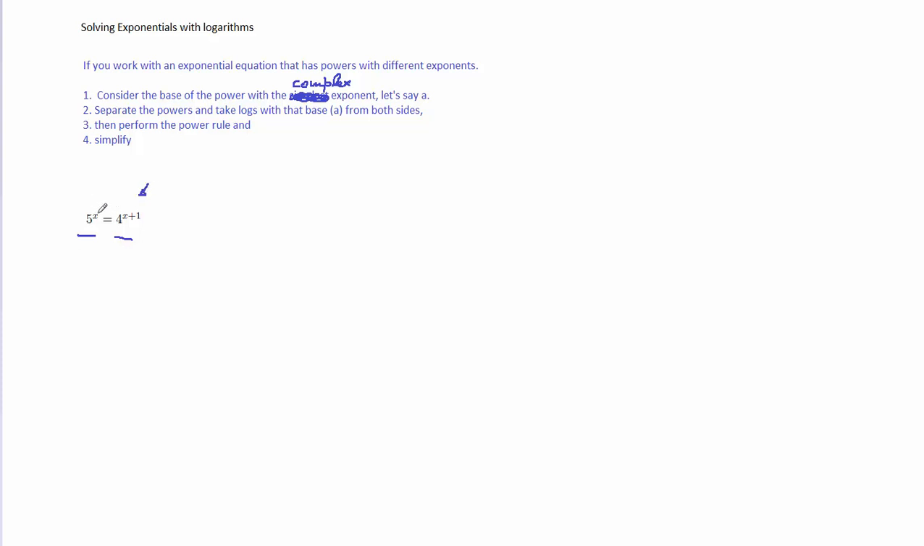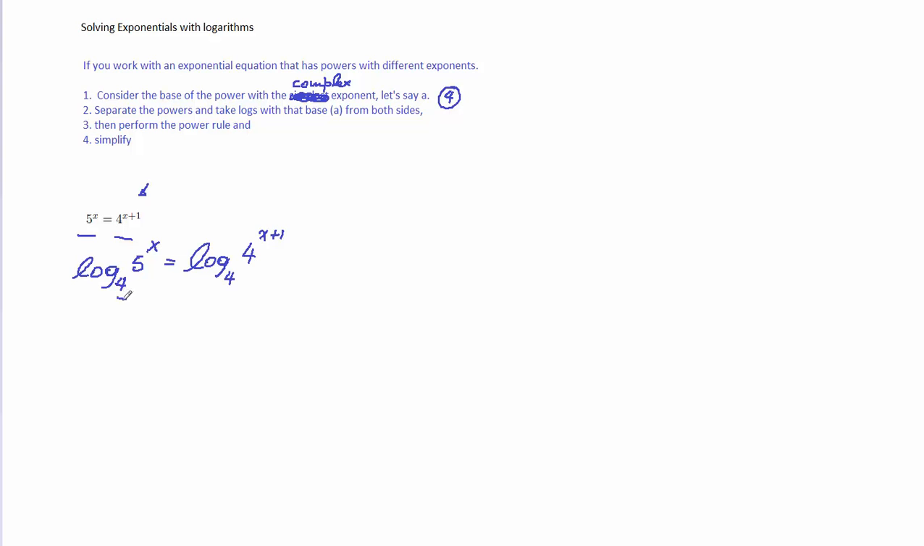The exponent here is x, the exponent here is x plus 1. So I'm going to choose the number 4 as my base for the logarithms. The next step is to take the logarithm with base 4 from both sides of the equation. So I have log of 5 with base 4 is equal to the log of 4 to the x plus 1 with base 4.